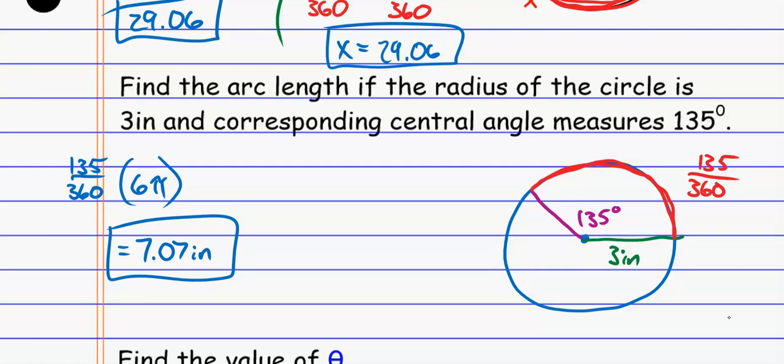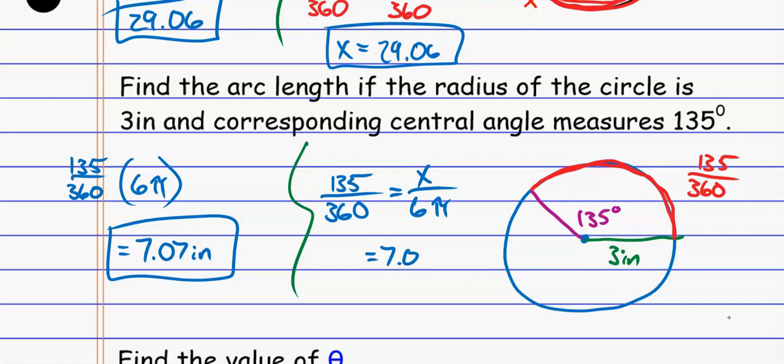And once again, if you wanted to do this in terms of a proportion, you would still use that same fraction. That's your first ratio. It's the 135 to 360 equals the partial measurement over the whole measurement. Okay, and then you could cross multiply and solve, and it should give you the same thing. Okay.